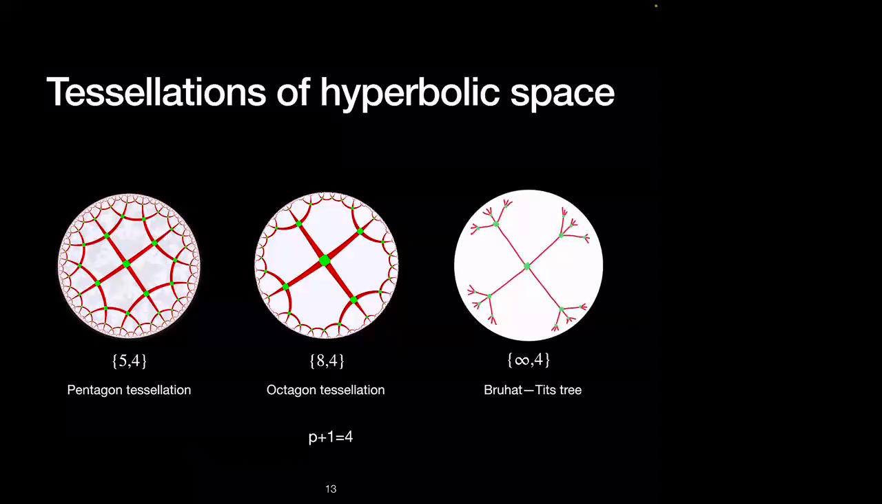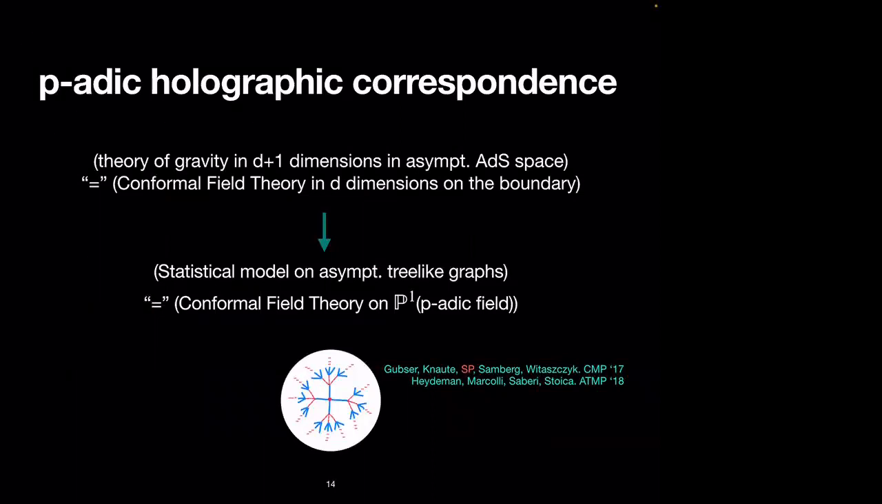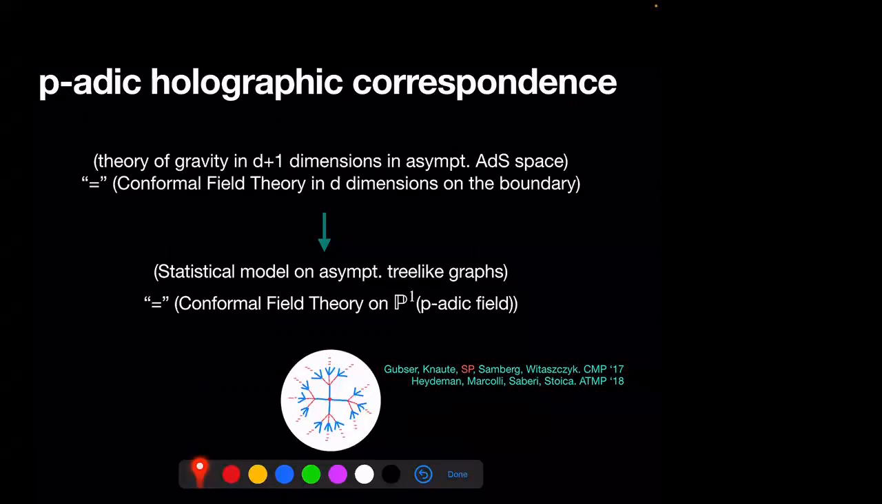So the first question which might come to our minds is, this is a very drastic discretization of the hyperbolic disk we started with. Does holography even survive after such a drastic discretization? And we all know now that the answer is yes, holography survives. This is what I'm calling p-Adic holographic correspondence, or a vanilla version of p-Adic holographic correspondence.